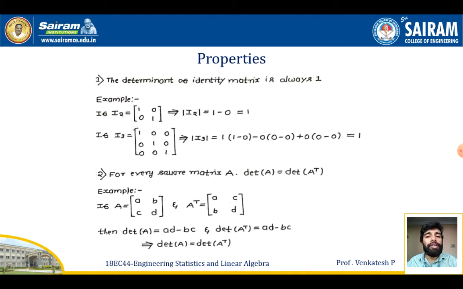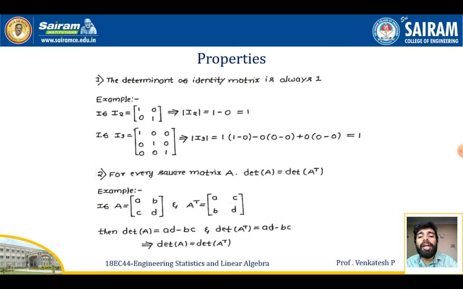Next are the properties of determinants. The first property: the determinant of an identity matrix is always 1. For example, take the 2 cross 2 identity matrix, 1 0 and 0 1. If I expand this matrix for the determinant, that is 1 minus 0, the value will be 1. Now I'm taking a 3 cross 3 identity matrix, 1 0 0, 0 1 0, 0 0 1. After expanding this matrix for the determinant, the value will be equal to 1.